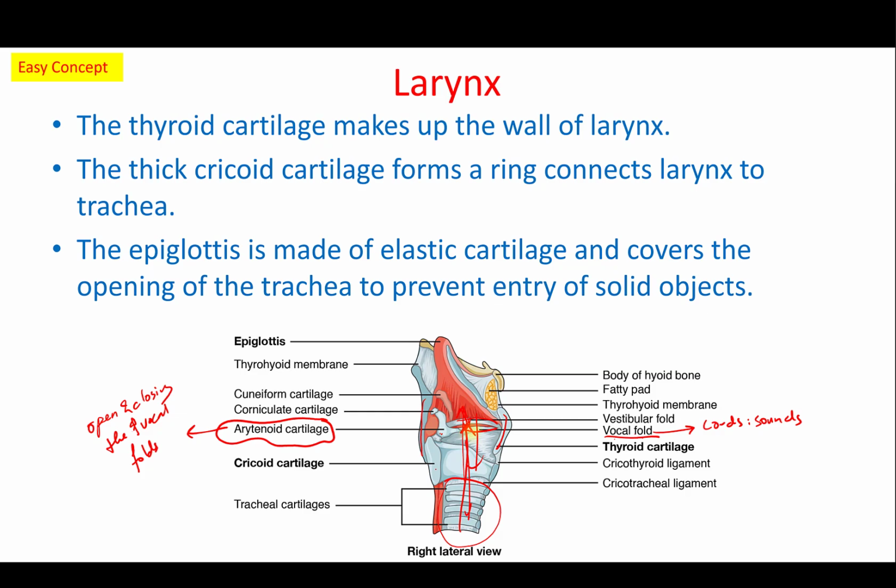And we want only air to go through them. No solid objects should go into the trachea, whether they are water or food. Therefore, we need a mechanism to protect the airway. And that is where the epiglottis comes into play. The epiglottis is a structure made out of elastic cartilage, and it closes and opens to prevent food or solid objects from getting into the trachea. Okay, so this is the epiglottis.